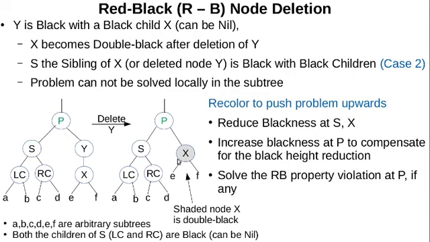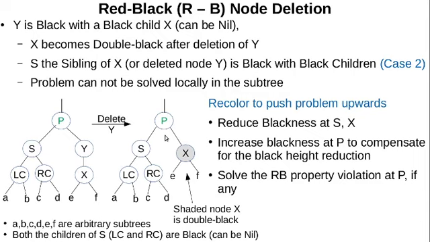We aim to change the color of X to black without violating any red-black tree property. In case 2, the sibling of X, that is the sibling of deleted node Y, is black with black children. As noted earlier, the left and right children of S are named LC and RC respectively. In this case, both are black. Needless to say, LC and/or RC can be nil without affecting the discussion.